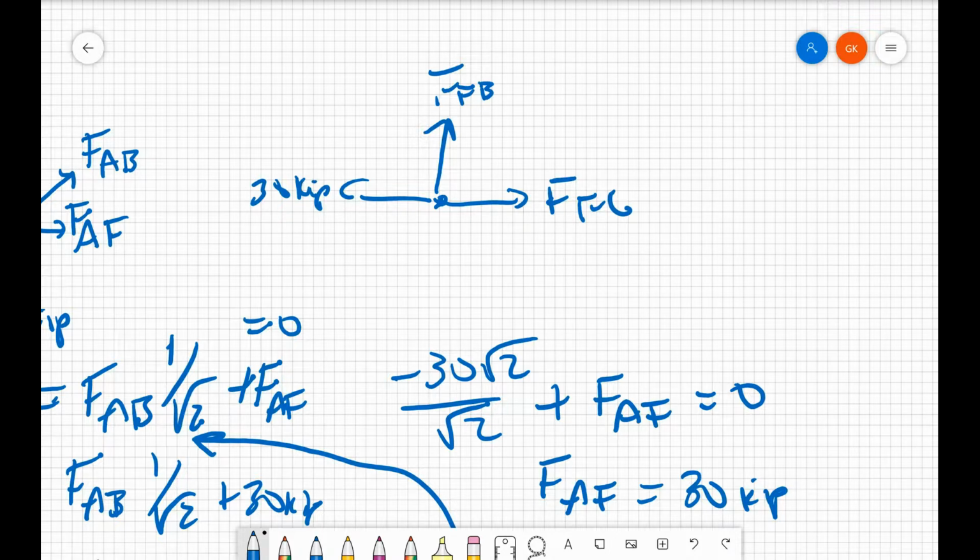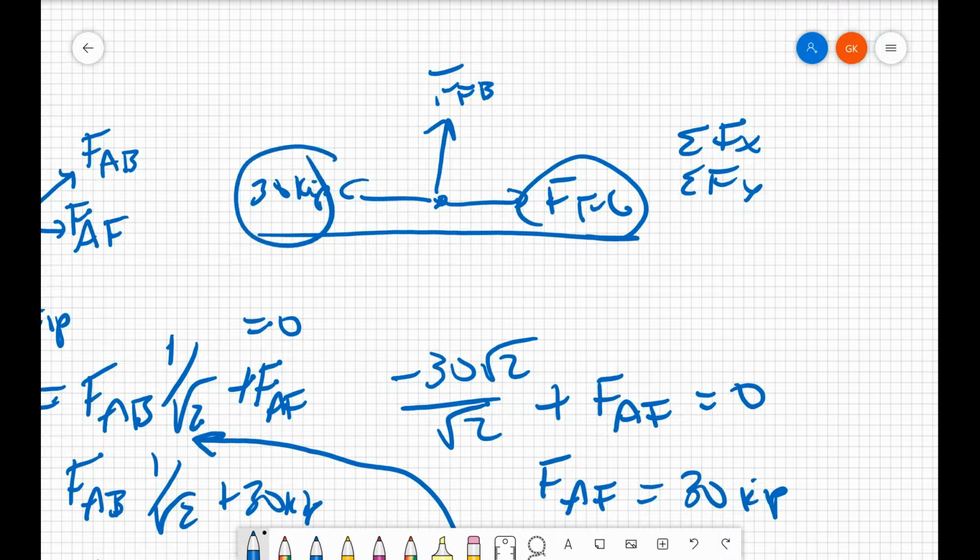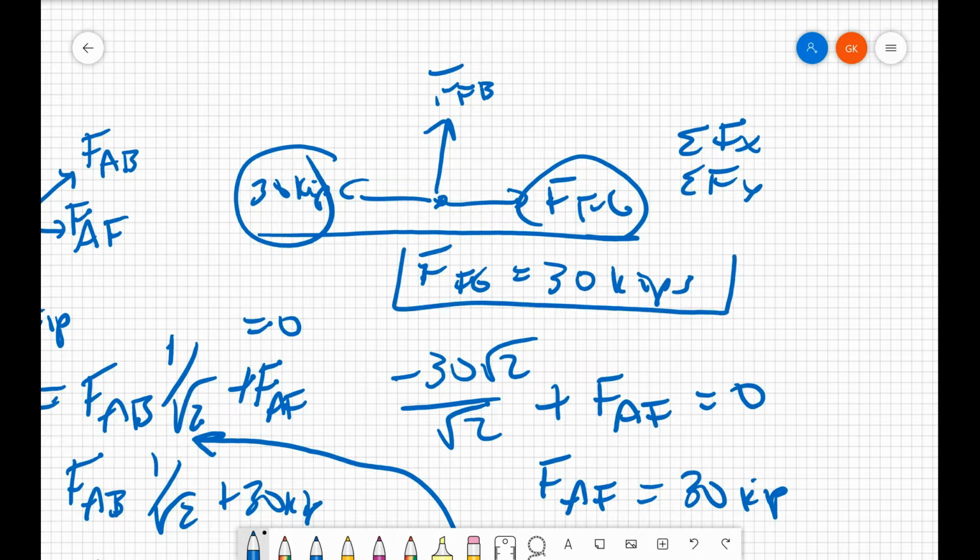Okay. Once again, we have the sum of the forces in the X and the sum of the forces in the Y. And what's super easy to see here is there are only 2 forces going in the X direction: this guy and this guy. And therefore, force FG is equal to 30 kips. Boom. Done. So this one required a little bit more algebra. You're going to have to do a slope triangle, but sometimes it's simpler. It just depends on the problem.